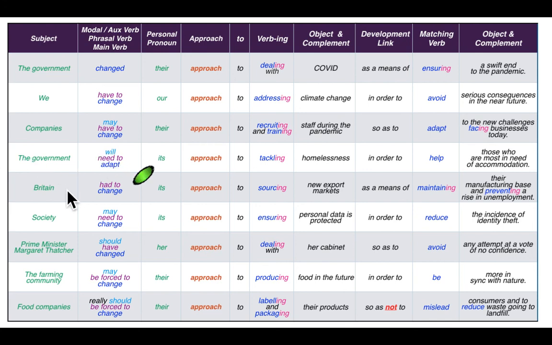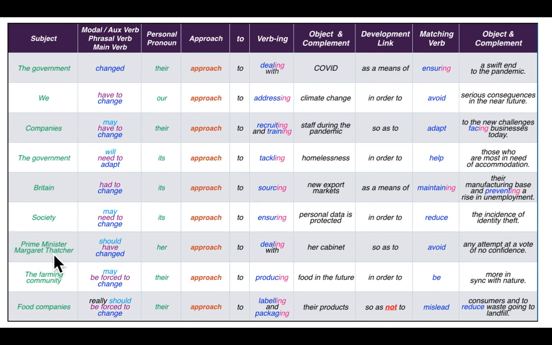Britain had to change its approach to sourcing new export markets as a means of maintaining their manufacturing base and preventing a rise in unemployment. So sourcing new export markets, that means finding new places to sell their markets. Maintaining, fancy schmancy version of keep, and their manufacturing base, their factories, their industry, and preventing a rise in unemployment. Society may need to change its approach to ensuring personal data is protected in order to reduce the incidence of identity theft. So the incidence means how often something happens.